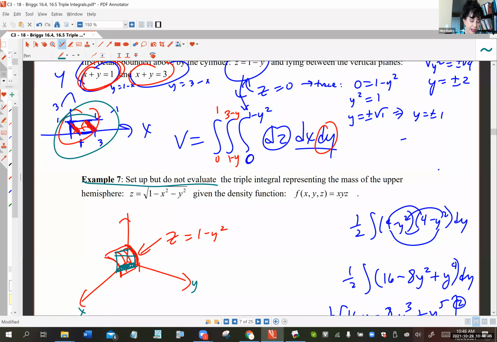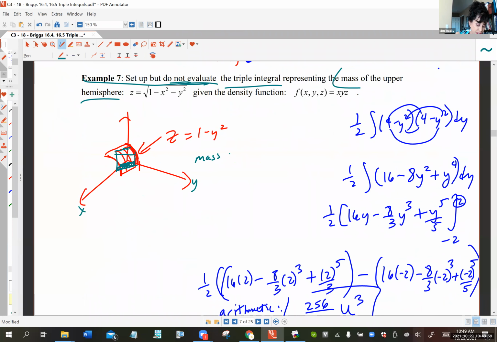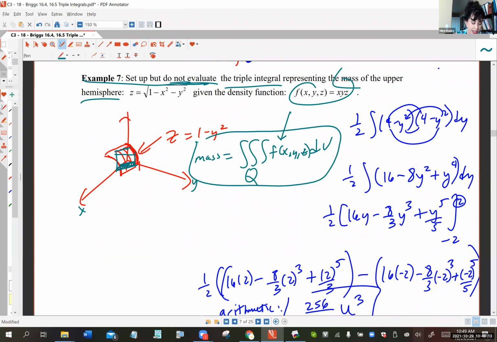Example 7: set up, but again, do not evaluate a triple integral representing the mass. So here's a mass problem. Oh my God, the mass of a solid. I haven't shown you how to do that yet. Well, I alluded to it last time. The mass of a solid needs a triple integral where you put the density function for your integrand and you integrate over the solid that you're trying to find the mass of. That's how you use a triple integral to find the mass of a solid. Okay? So we're going to just set this up. And they did give us a density function, so we're good to go.